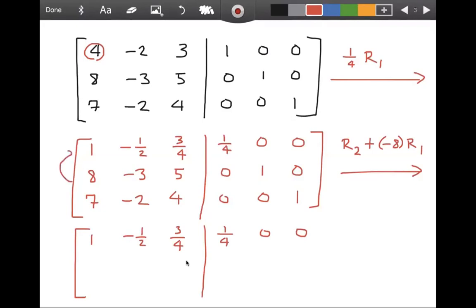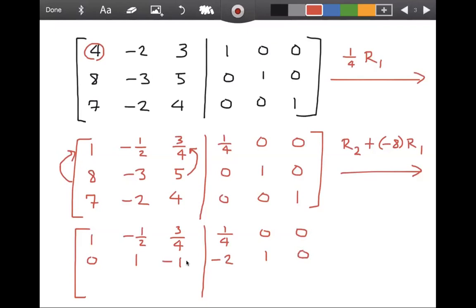So 8 plus negative 8 times 1 is 0. That was the whole point. Negative 3 plus negative 8 times negative 1/2 is negative 3 plus 4, which is 1. That's pretty lucky. 5 plus negative 8 times 3/4. Let's see, negative 8 times 3/4 is negative 6. 5 plus negative 6 is negative 1. Continuing on, 0 plus negative 8 times 1/4 is negative 2. 1 plus negative 8 times 0 is 1, and 0 plus negative 8 times 0 is 0.